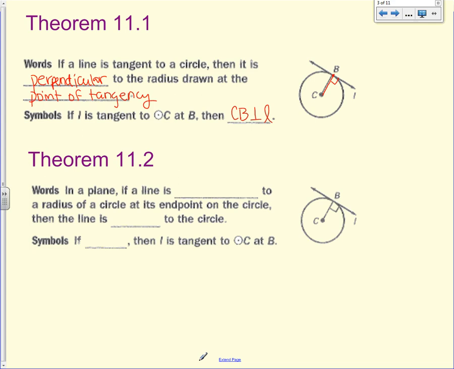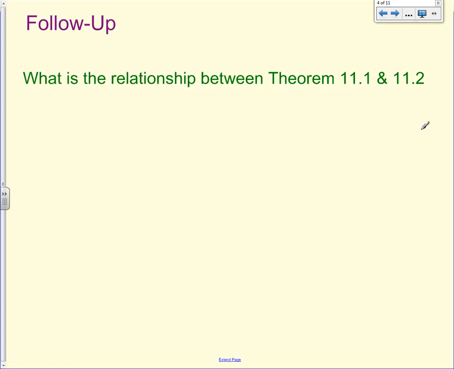Theorem 11.2 kind of goes in the reverse order. If we know a line is perpendicular, so now we just know we have a line, we don't know anything more about it. But if we know that line is perpendicular to the radius of a circle at its endpoint, then the line is tangent to the circle. So in symbols, once again, if CB is perpendicular to L, then L is tangent to the circle.